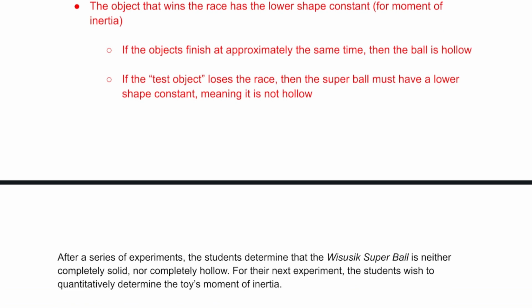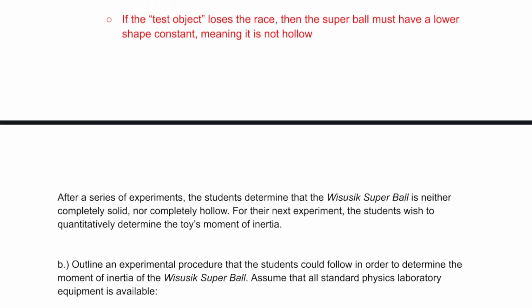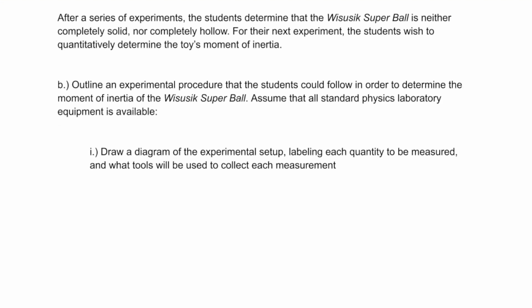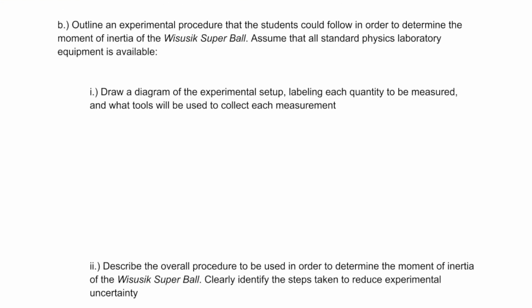So now, after a series of experiments, the students determine that the ball is neither completely solid nor completely hollow. For their next experiment, the students wish to quantitatively determine the toy's moment of inertia. Outline an experiment the students can perform to determine the moment of inertia of the Super Ball. Assume that all standard physics laboratory equipment is available. So we're going to draw a diagram. We're going to label each quantity to be measured and what tools should be used to collect each measurement.